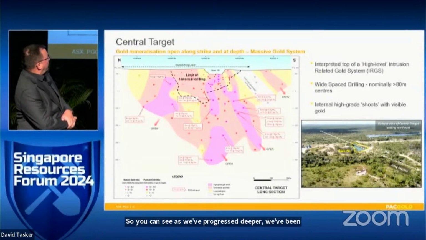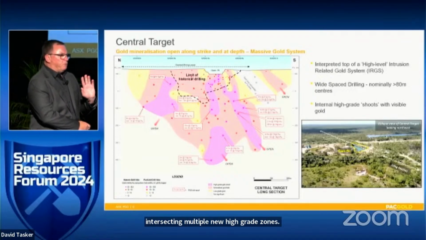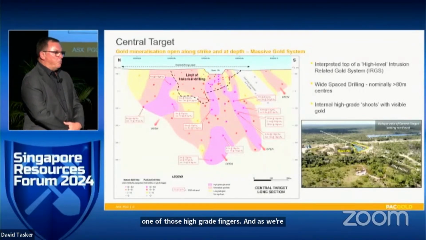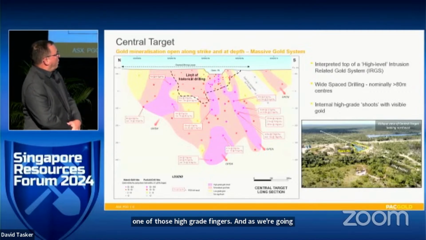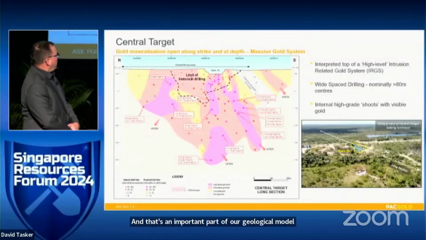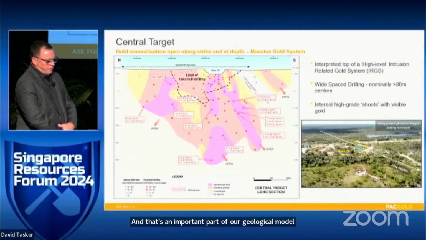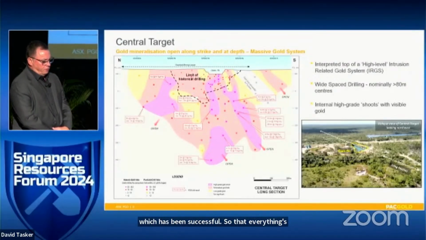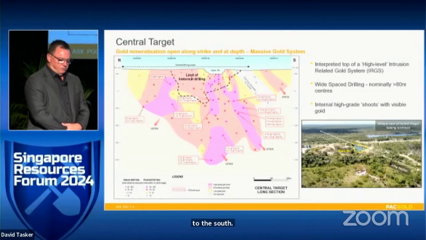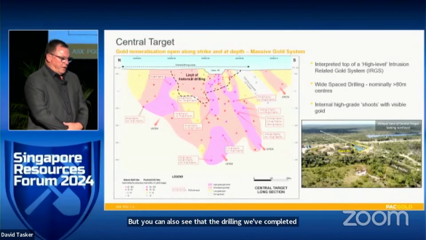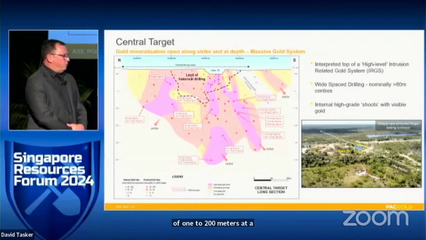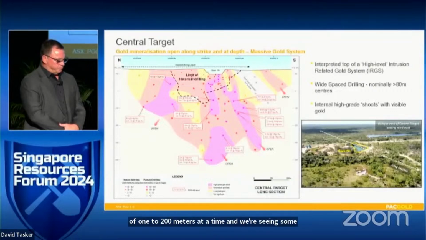As we've progressed deeper, we've been intersecting multiple new high-grade zones. So when you look back, the open pit was purely just the tops of one of those high-grade fingers. And as we're going deeper, we're seeing more of those. That's an important part of our geological model, which has been successful. Everything's completely open at depth and to the north and to the south. But you can also see that the drilling we've completed to date is very wide spaced. We're stepping out 100 to 200 metres at a time, and we're seeing some excellent continuity in the high-grade gold.